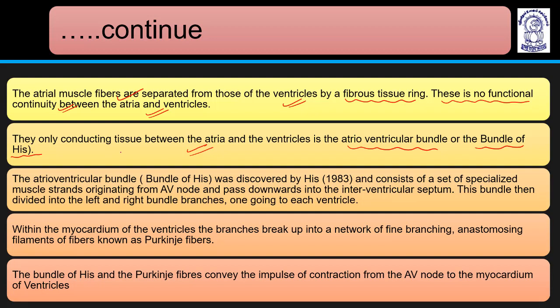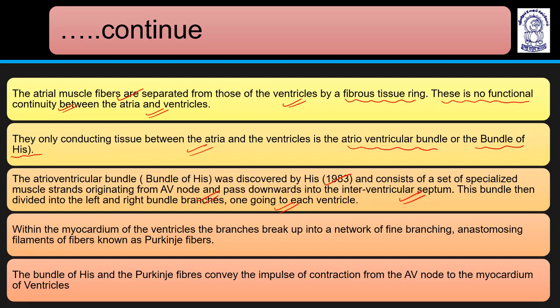Branches of the AV bundle descend on the interventricular septum and are distributed to the ventricle after dividing into Purkinje fibers. So this bundle of His basically divides into Purkinje fibers. AV bundle or atrioventricular bundle was discovered by His in 1893 and consists of a set of specialized muscle strands originating from AV node and passing downwards to interventricular septum. This bundle then divides into right and left bundle branches, one going to each ventricle.